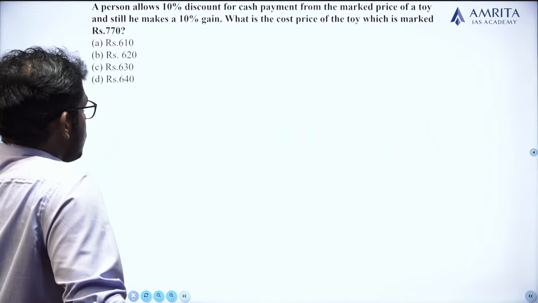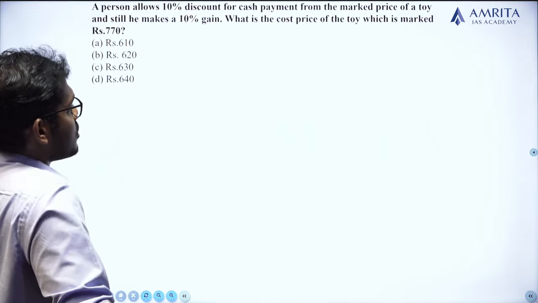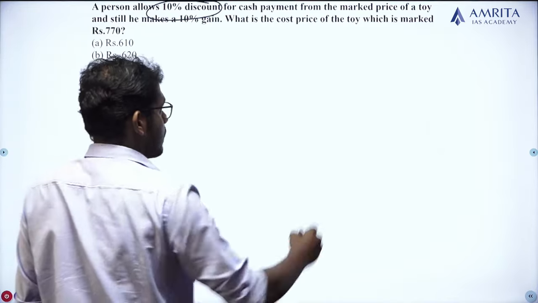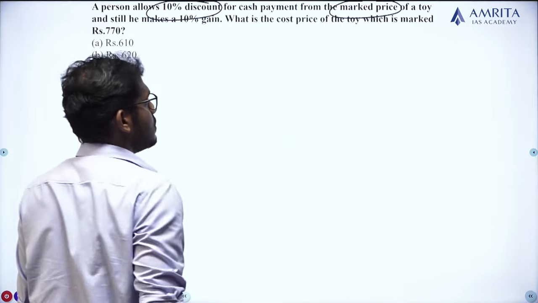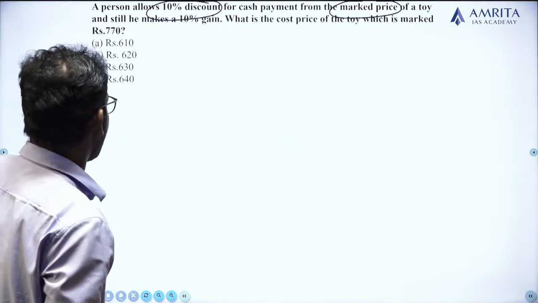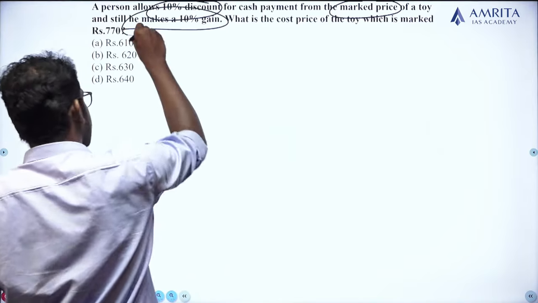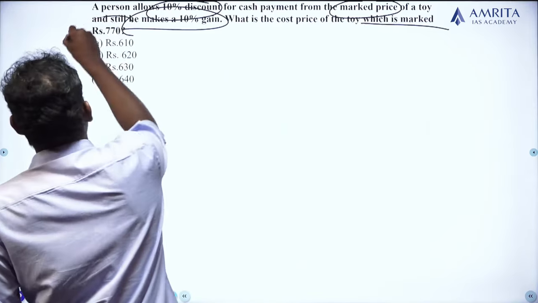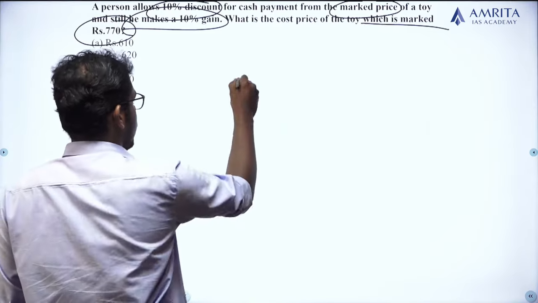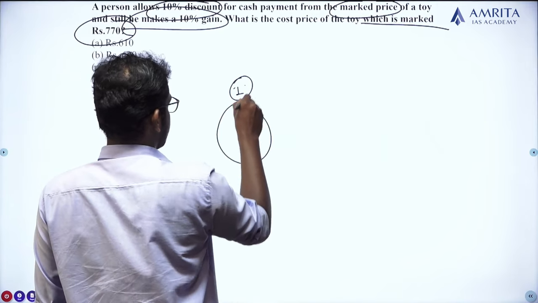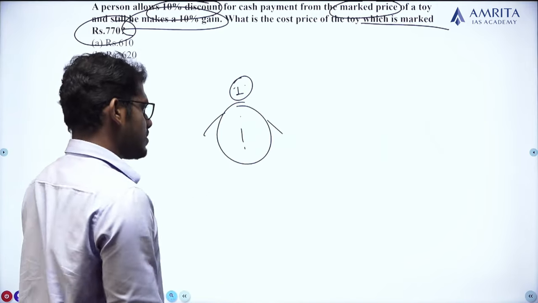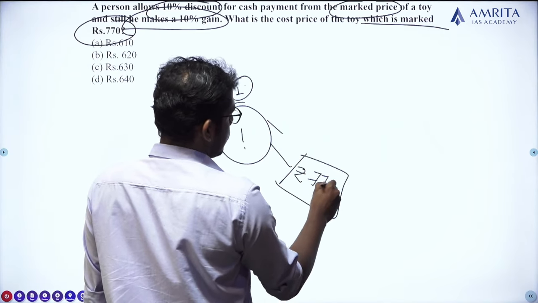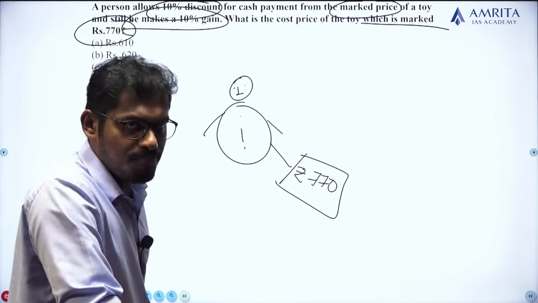A person allows 10% discount for cash payment from the marked price, not market price, don't confuse the word, marked price of a toy, and still he makes a 10% gain. Okay, fine. What is the cost price of the toy which is marked as rupees 770? Okay, so a toy was there and it has a price of 770 as displayed in the price tag.